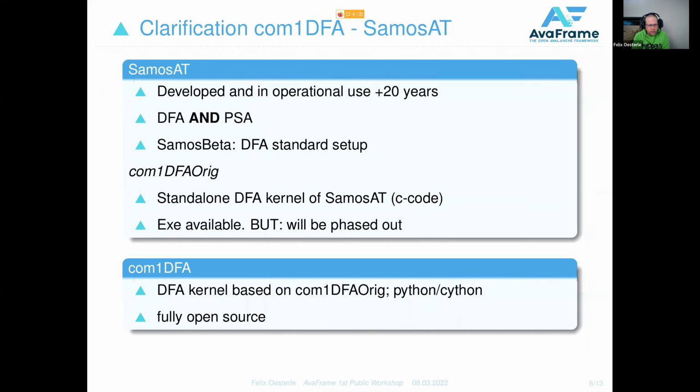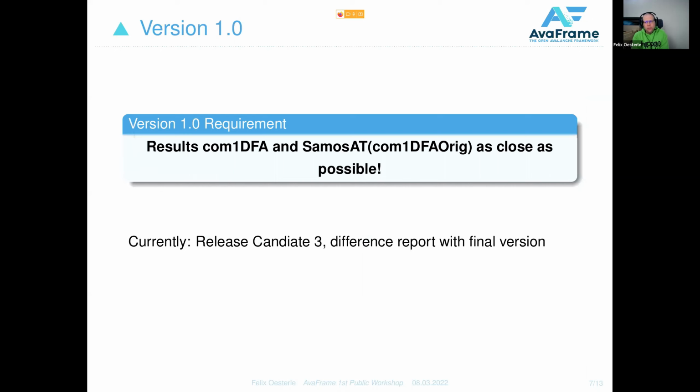So when I talk about COM1 DFA, this now is the kernel, which was the original standalone DFA kernel of Samos.at in a different language. So it's not, as you can expect, 100% the same, but it's as close as possible. Because this was the requirement for us for version 1.0, that the results of this COM1 DFA and Samos.at, or COM1 DFA original, should be as close as possible.